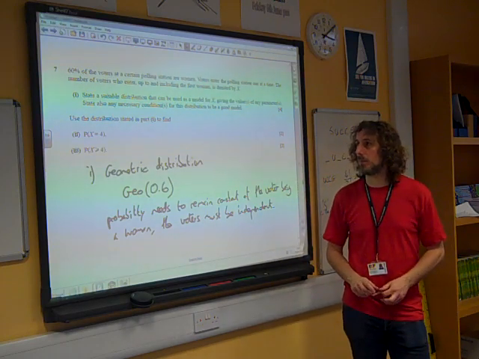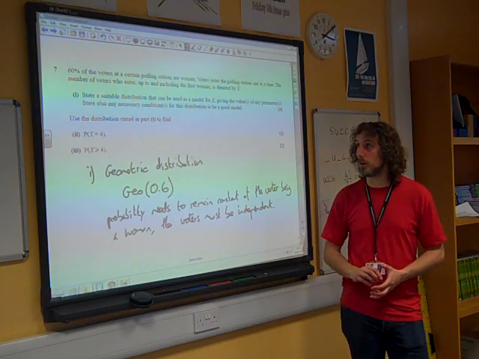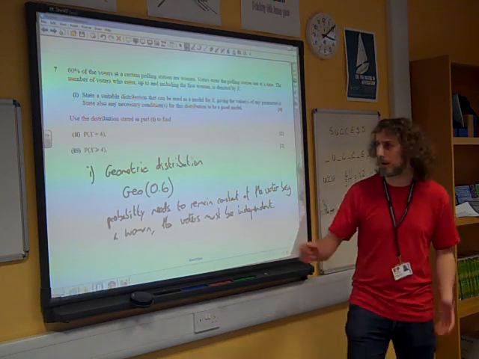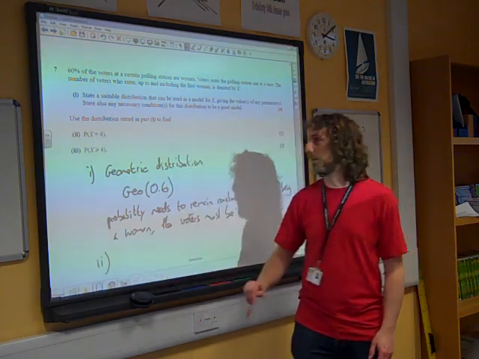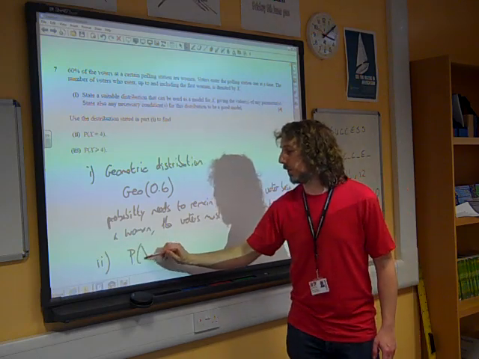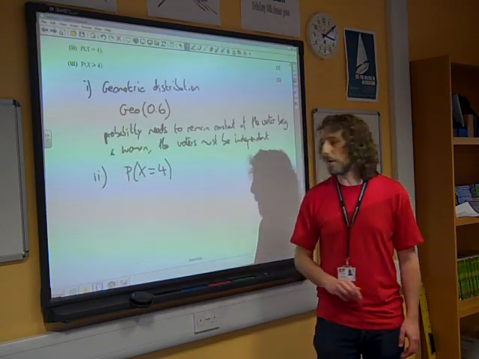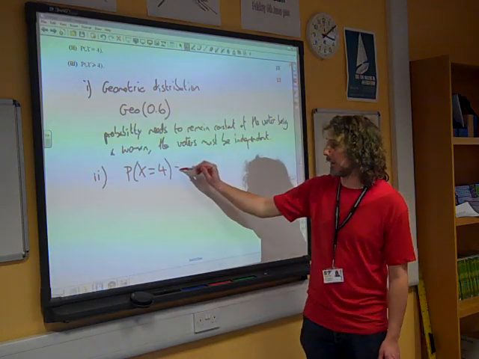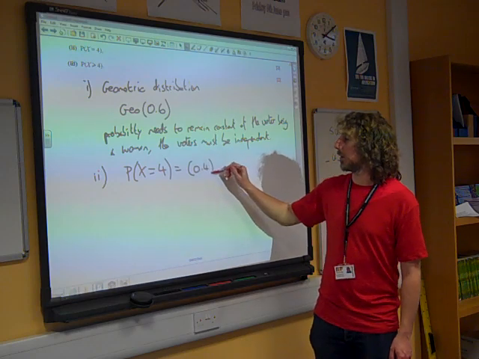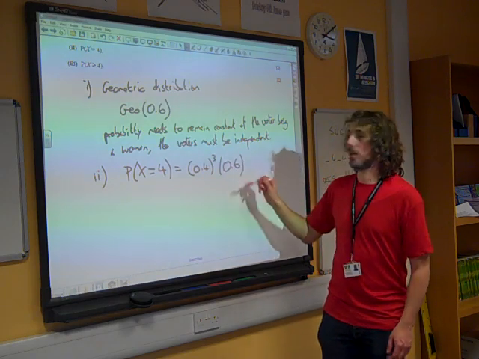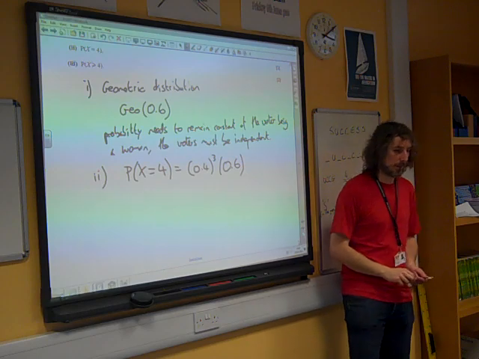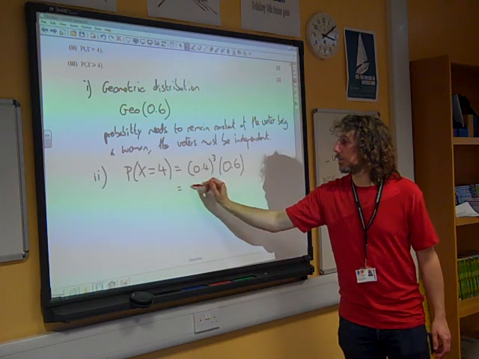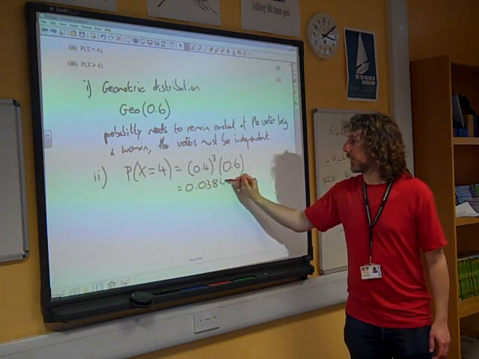Right, so now use the distribution stated in part 1 to find certain probabilities. Well, we know this about geometric now. This is just applying those things. So the probability of X being 4, we think about what must have happened for X to be 4. There must have been 3 failures, followed by a final success, and that would make X equal 4, and that is 0.0384, to 3 significant figures.